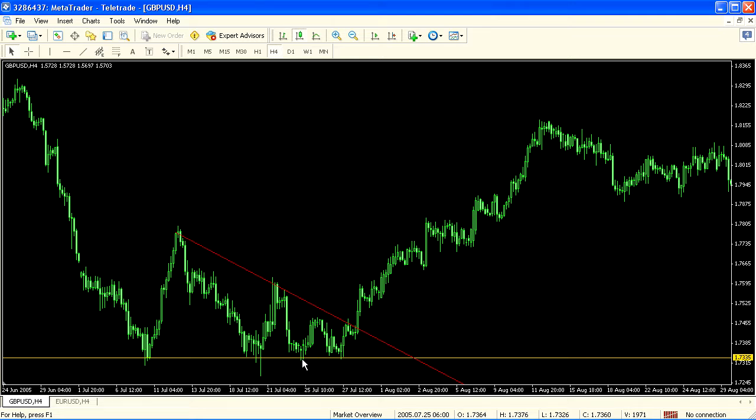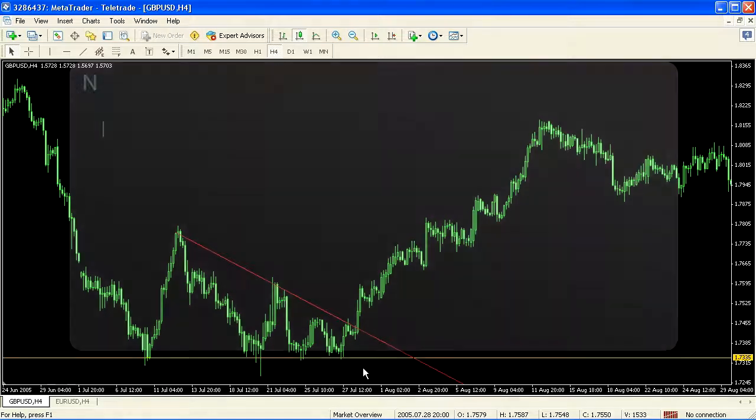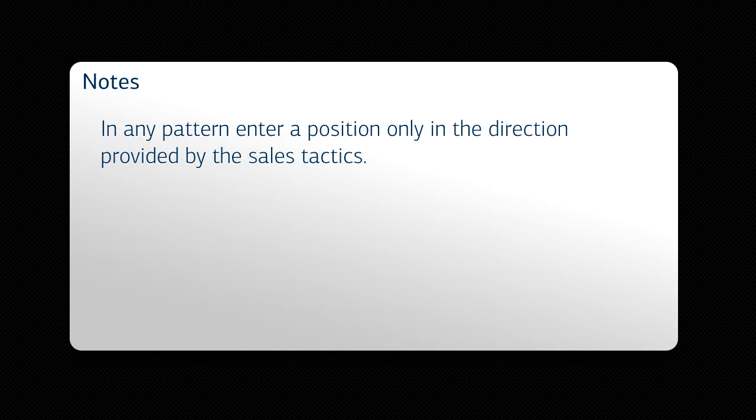Never open a deal if a candlestick has not been formed yet and there are no closing prices below the line. Those who knew it did not enter the market, but there must have been those who had already decided to sell since the prices were going below the line and it was looking like a break, and it turned out to be a false one. Notes: in any pattern, open a deal only in the direction provided by the sales tactics.